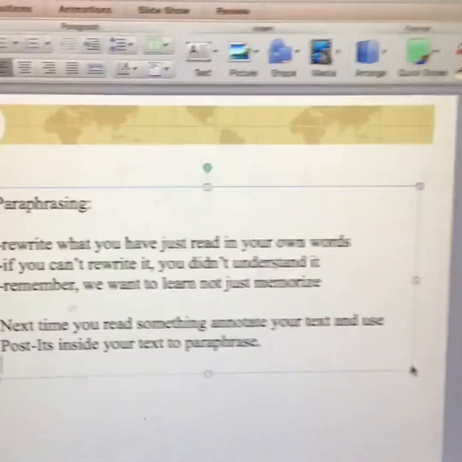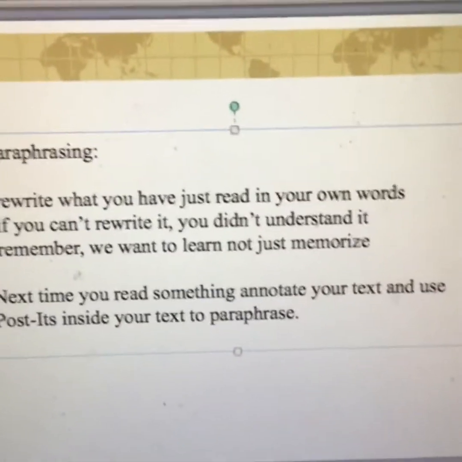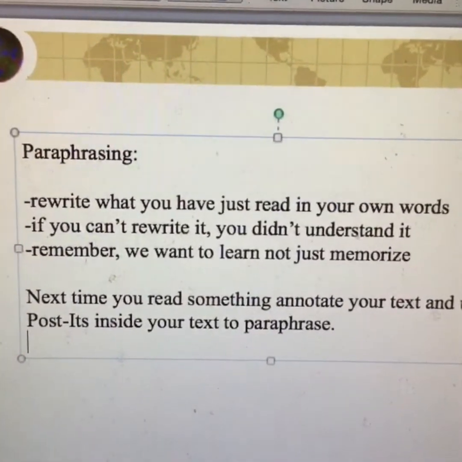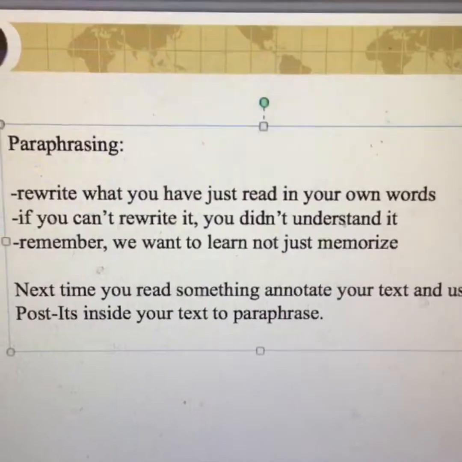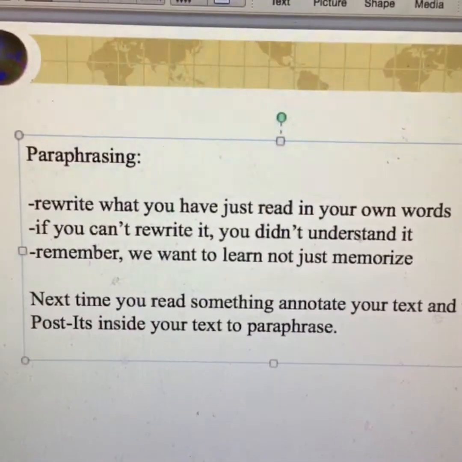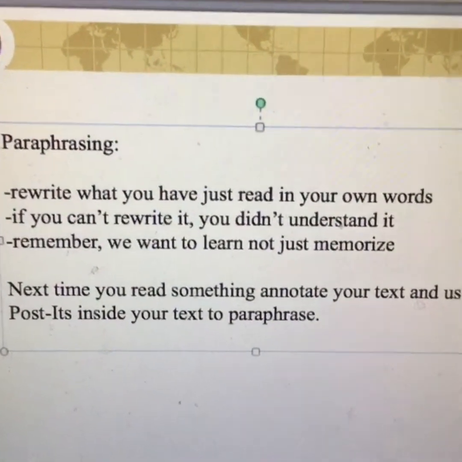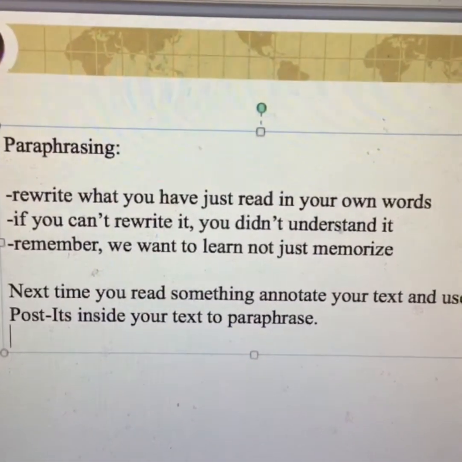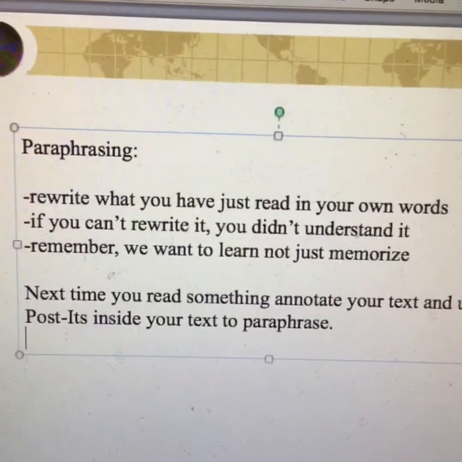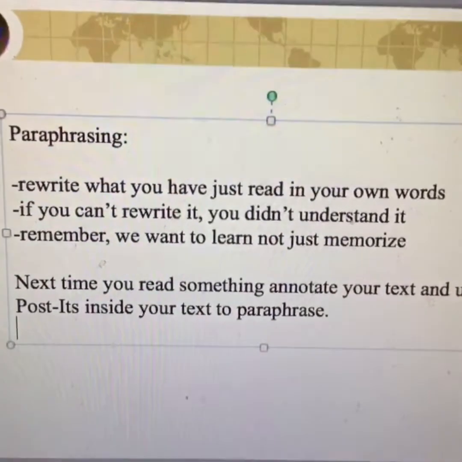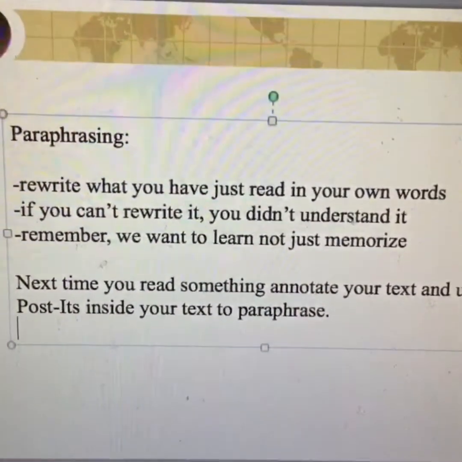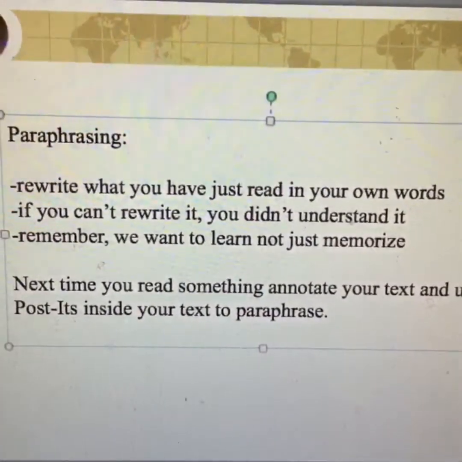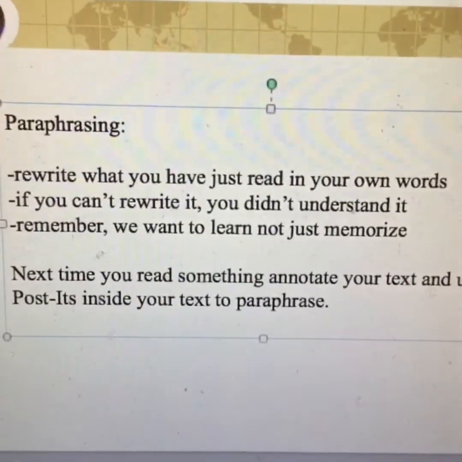The third step is going to be the step that I would guess that most of you would resist the most. It is probably the one I would resist too. But get into the habit of rewriting what you have just read, paraphrasing, in your own words. And remember, if you can't rewrite it, you probably didn't understand it. Remember, we want to learn, not just memorize.